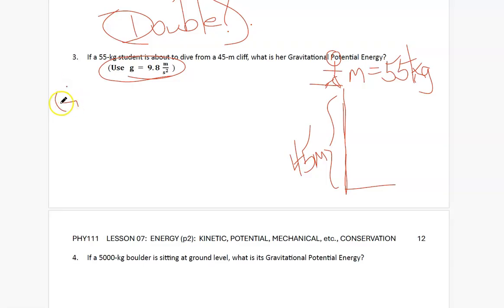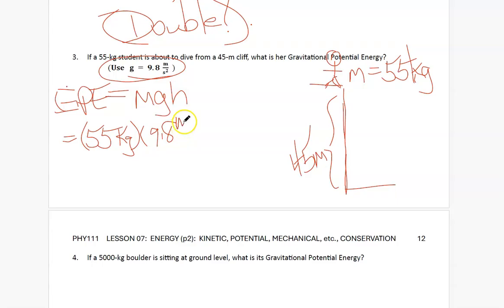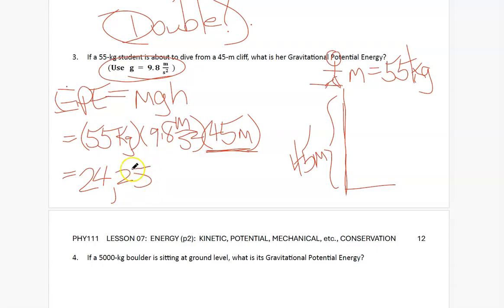Well, the formula for gravitational potential energy is mass times the acceleration due to gravity, because that is the weight, times the height. So we just plug those three numbers in. 55 kilograms, 9.8 meters per second squared, g, and our height is 45 meters. So the gravitational potential energy is very dependent on height. We plug these numbers into our calculator and we get 24,255 joules.